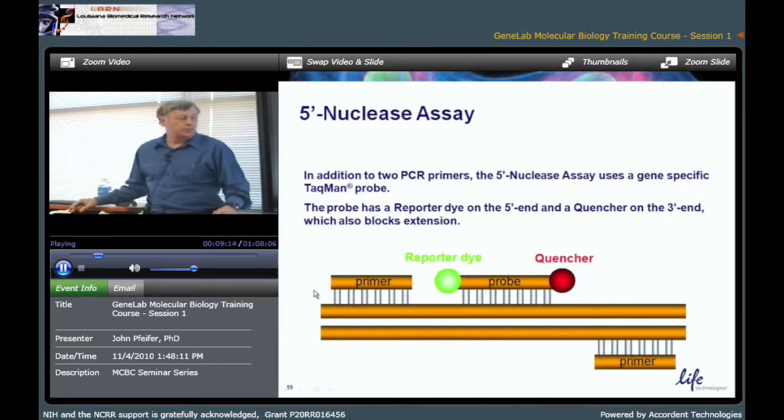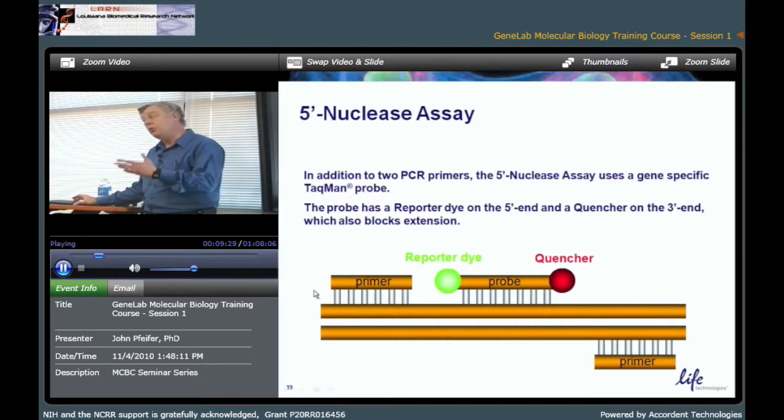An important note, the 3' ends of primers, of course, are open and available for extension by Taq polymerase. This is not the case of the TaqMan probe. That 3' end is blocked. It cannot be extended, it cannot function as a primer. And that actually has a lot of importance later on.